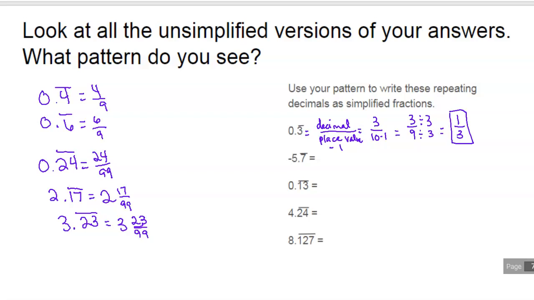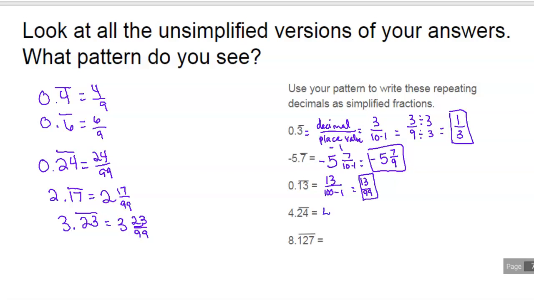Same idea on these. So I'm going to bring over the whole number, my 7 is what's repeating. It's in the tenths place, so 10 minus 1. So that'll be negative 5, and 7 over 9. Now on these, you've got the hundredths place is what's repeating, so same idea though. I'm going to take my decimal over the place value, in this case it's in the hundredths, minus 1. So that'll give me 13 over 99. And then I'd simplify if I could.